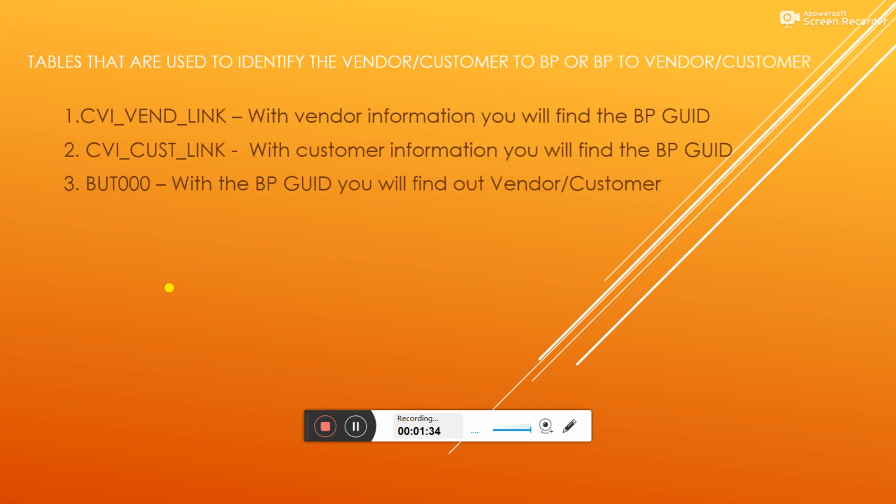After creating a BP as a vendor or a customer, you always have a challenge to identify, for a particular business partner, whether it is a customer or a vendor. Let's say for a customer or a vendor who is a BP in the system, how do we identify them? These are the three tables you refer to: CVI_VEND_LINK, where you'll find the BP GUID. With this BP GUID in the BUT000 table, you can easily find that particular BP of this vendor. Similarly for a customer also.